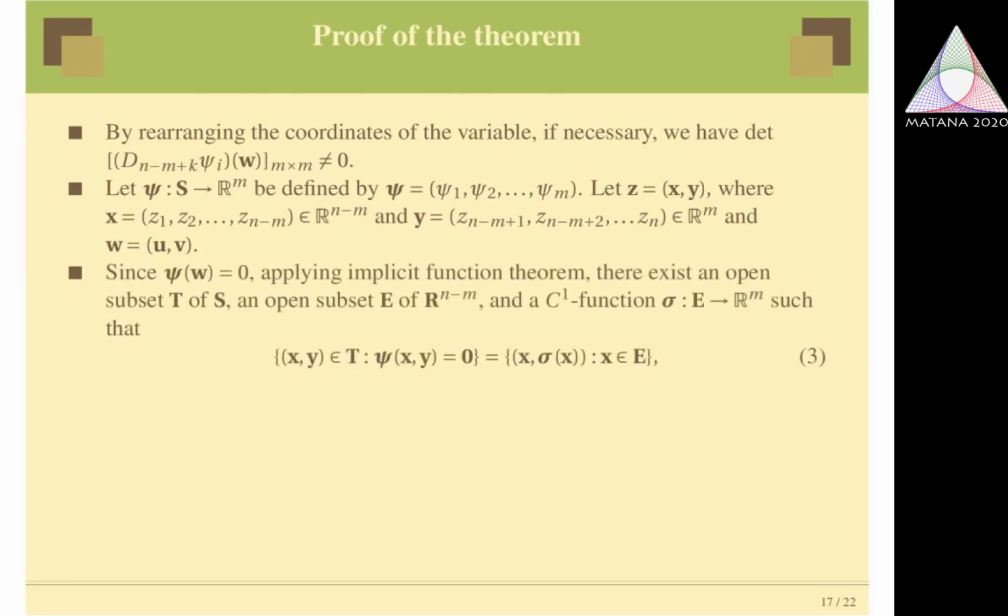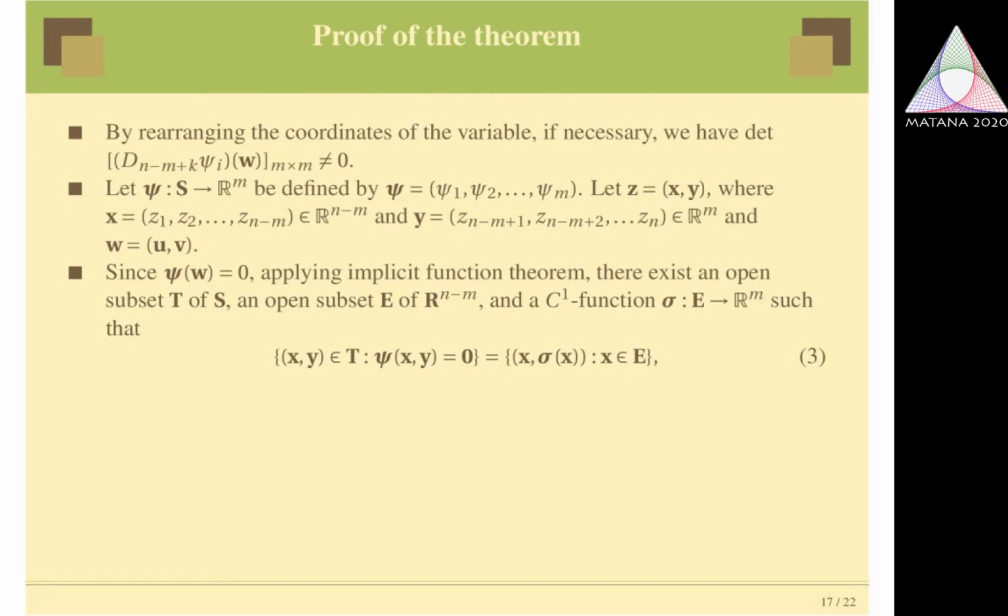By assumption, psi_i of w is 0 for all i varies from 1 to m. That is, psi of w is equal to 0. In other words, psi of (u, v) is equal to 0. Earlier we concluded that the determinant of the matrix D_{n-m+k} psi_i of W is non-zero. That is also rewritten as the determinant of dou psi by dou y at (u, v) is non-zero. Now we can apply the implicit function theorem on psi.